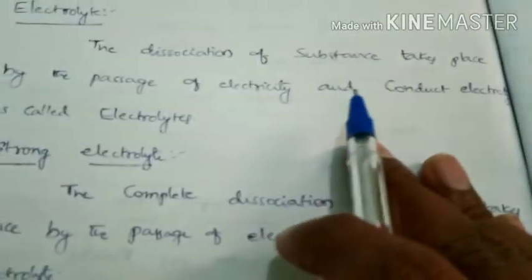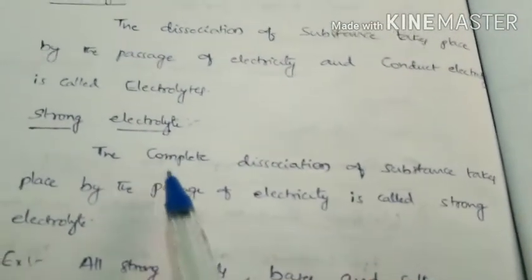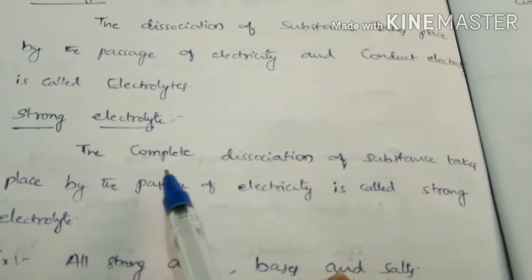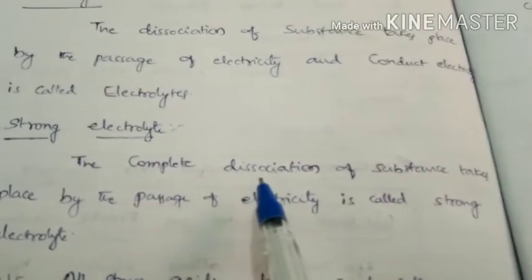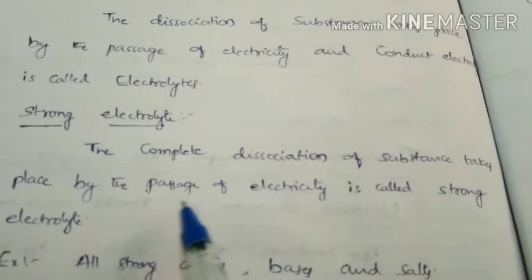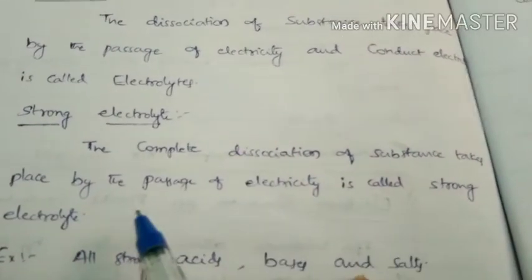Next one, this electrolyte is of 3 types: strong electrolyte, weak electrolyte, and non-electrolyte. First one, strong electrolyte. Strong electrolyte means the complete dissociation of the substance takes place by the passage of electricity.